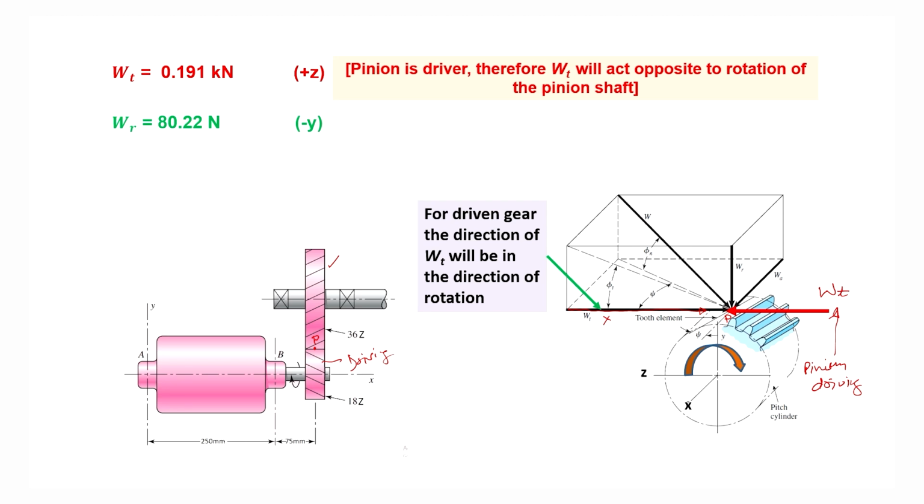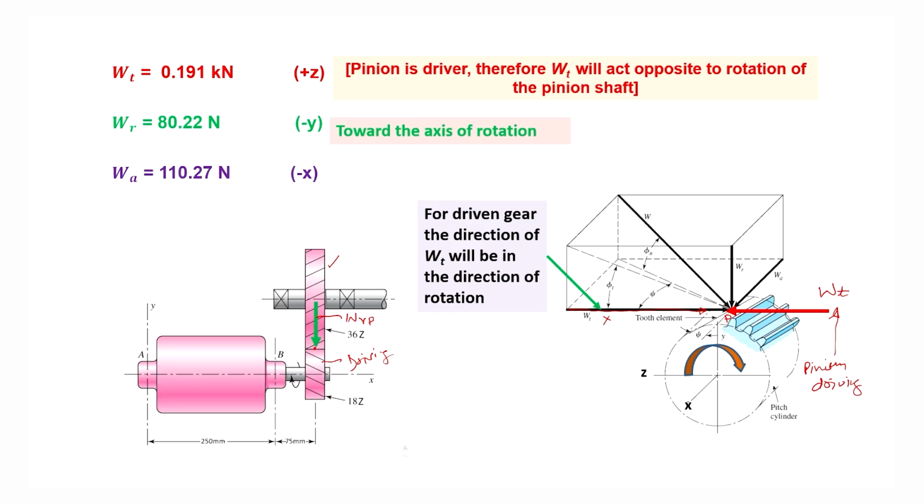The direction of Wr, that means the radial force, always acts towards the axis of rotation, and so it will act along this direction. So, Wr for the case of pinion will act in this direction, and Wr for the case of gear will act in this direction towards the axis of rotation of the gear. Okay. We are not taking this in this problem because we were required to find the bearing reaction at A and B, which is the pinion shaft.